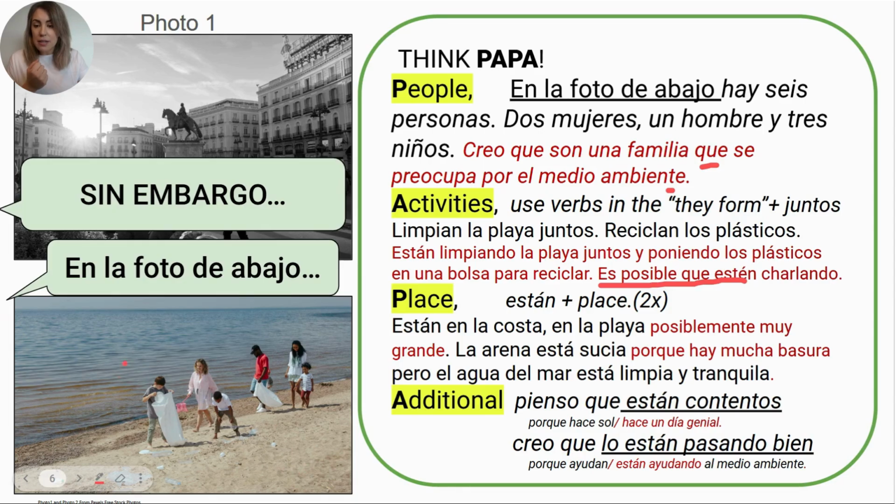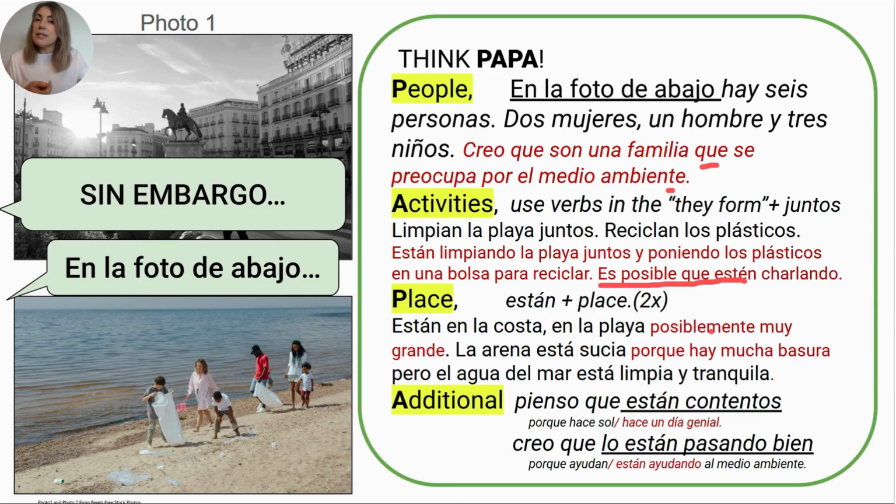I know how to say sand. I know how to say water, clean and dirty. So la arena está sucia, pero el agua del mar está limpia y tranquila. So the sand is dirty, but the water in the sea is clean and calm.